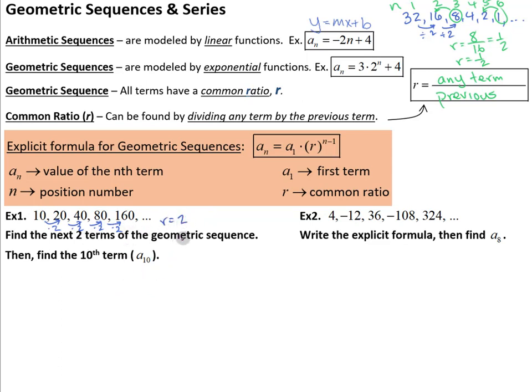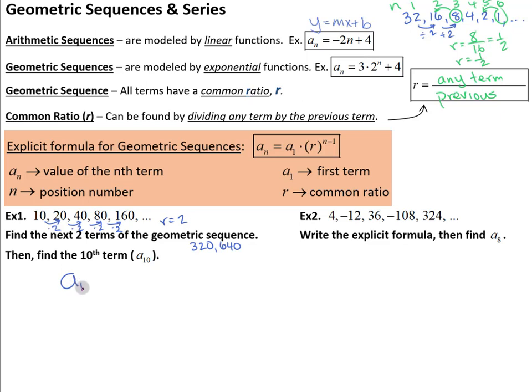It says find the next two terms of the geometric sequence. Well, if we doubled that, we'd get 320. And if we doubled that, we'd get 640. Those would be our next two terms. Now find the 10th term. Well, I could just keep doubling, right? We've got 1, 2, 3, 4, 5, 6, 7 terms already. We just need to do this 3 more times. But let's go ahead and use our fancy formula.